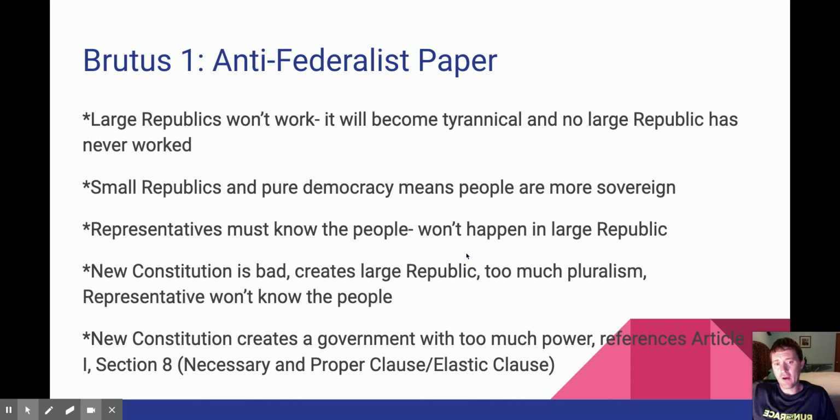That's also a problem. Last but not least, Brutus mentions that the new Constitution just creates too much power, and they specifically reference a clause you should all know, Article 1, Section 8 at the end, the necessary and proper clause, aka the elastic clause. The government can stretch their power too much with this clause. Brutus and the Anti-Federalists are just not comfortable with this. They do not want to ratify the Constitution, and they're arguing that it creates a government that's too strong, too tyrannical, and it's a large republic, and it's just not going to work.